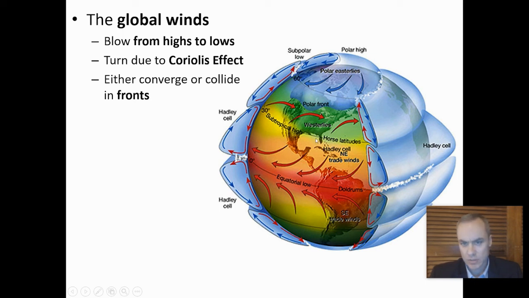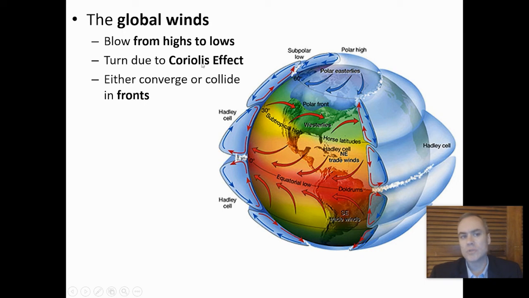Look at the equator and look at 30 degrees. The subtropical highs around 30 degrees are blowing toward the equatorial low. Winds blow from highs to lows. And sure enough, again, the subtropical highs are blowing this way, again toward the subpolar low. So everywhere in this picture, we see winds blowing from highs to lows. So that rule helps us a lot.